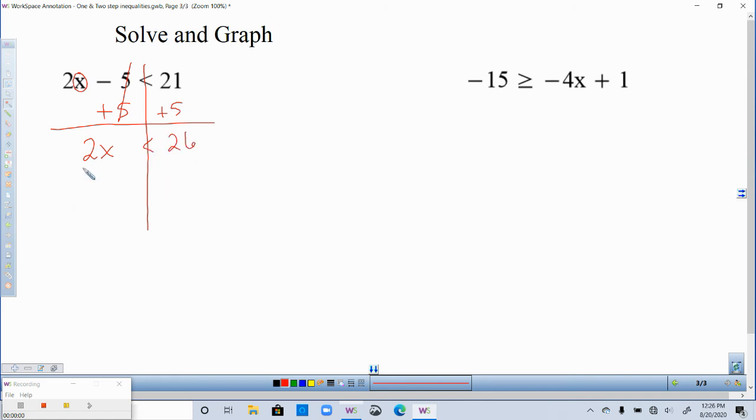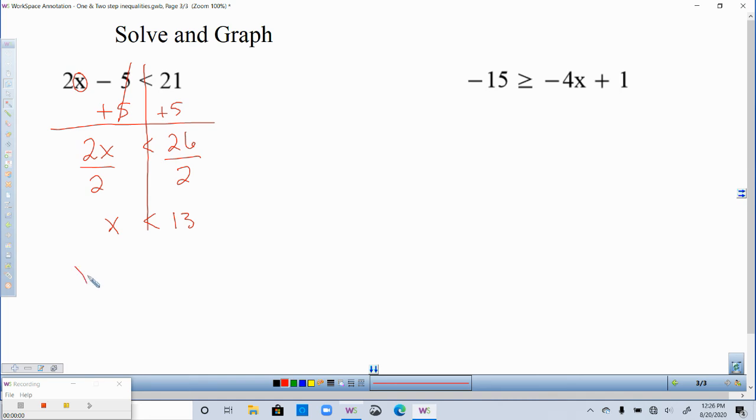Then we're going to divide by 2, because invisible math means it's being multiplied, so we're dividing by 2, and we get x is less than 13. Notice we didn't do any flipping. It was a very basic problem. Nothing seemed to change. This is my answer right here.